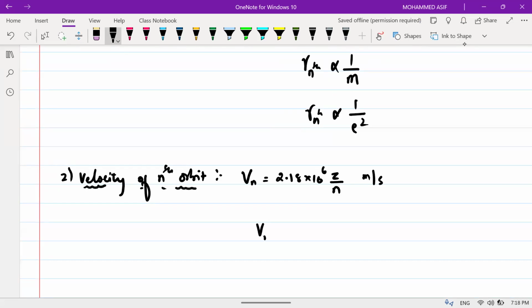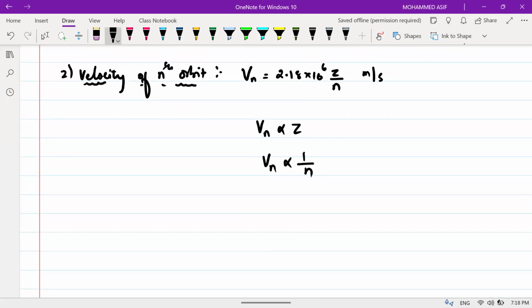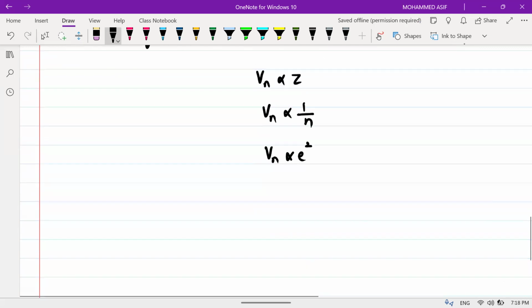So I can say that velocity of nth orbit is directly proportional to atomic number. Velocity of nth orbit is inversely proportional to your nth orbit. Is velocity depending upon the charge of electron, beta? Velocity of nth orbit is directly proportional to your E square and independent of your mass, beta. It is independent of your mass. That is very important. You need to remember.